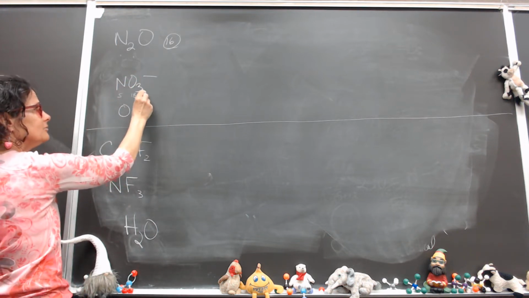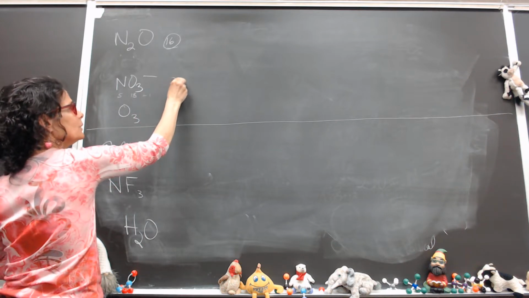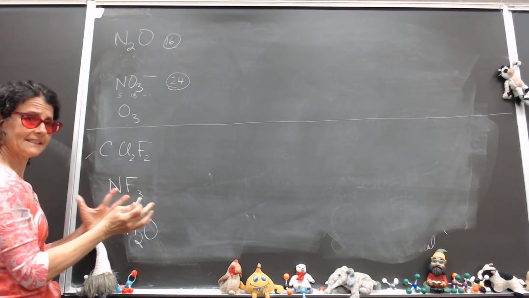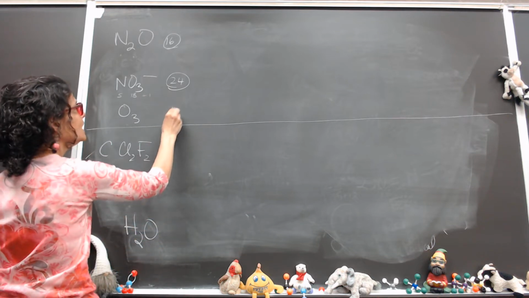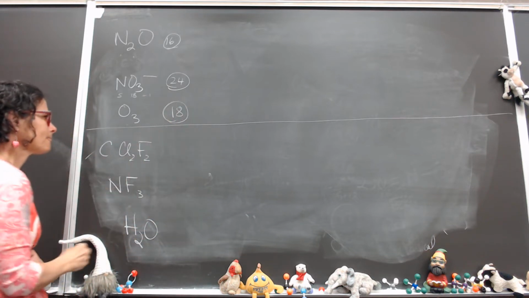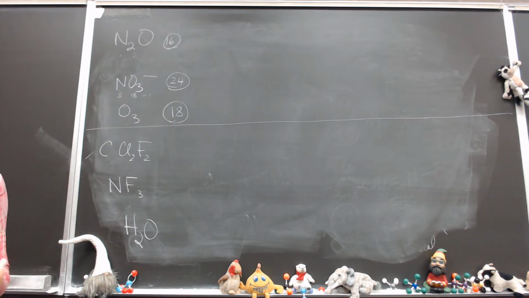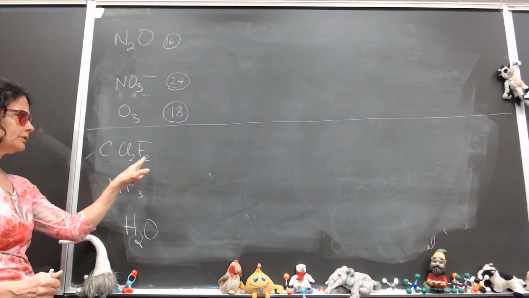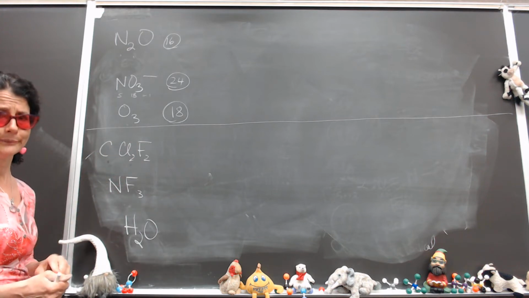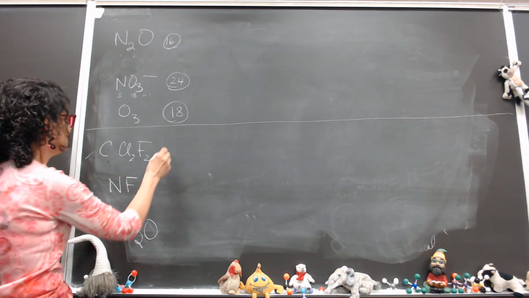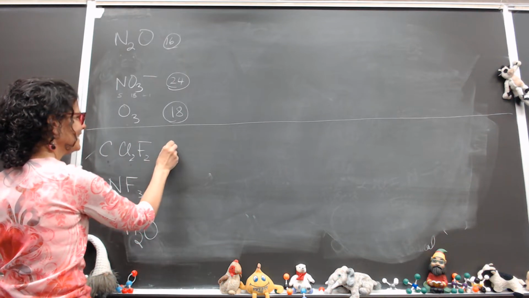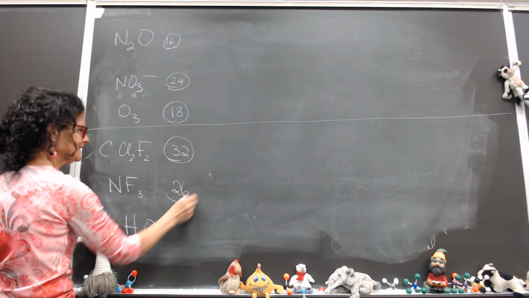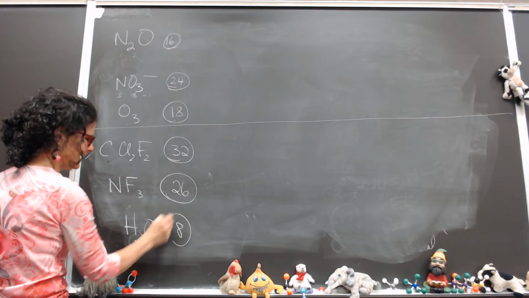And then this negative means we add one more, so we're going to have 24. And then this oxygen is, each one has 6 times 3. This is ozone, 18. All right, this one's funky because of how it types out in the notes. It is carbon, 2 chlorines, 2 fluorines. It is what depleted the ozone. So this has 32, and NF3 has 26, and water has 8.